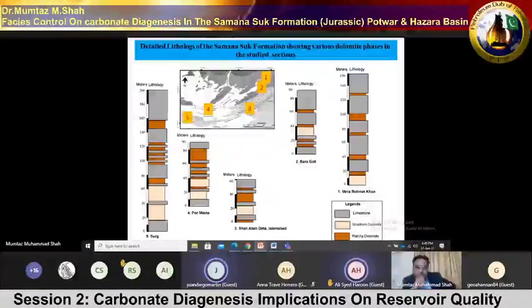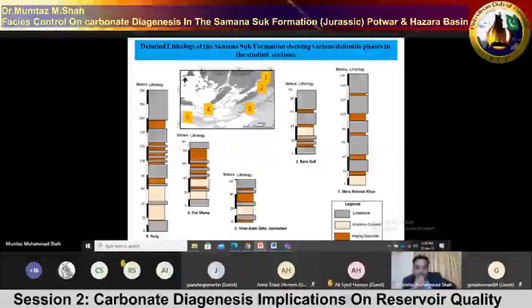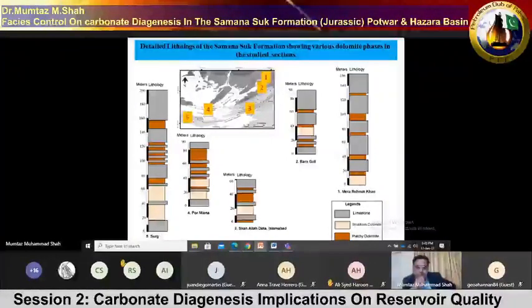Yeah, we can see the slide where we have the sedimentological logs. Okay, so I'm on the next slide, which represents the field observations, showing the aerial view of the outcrop section of the Mira Rahmat Khan.